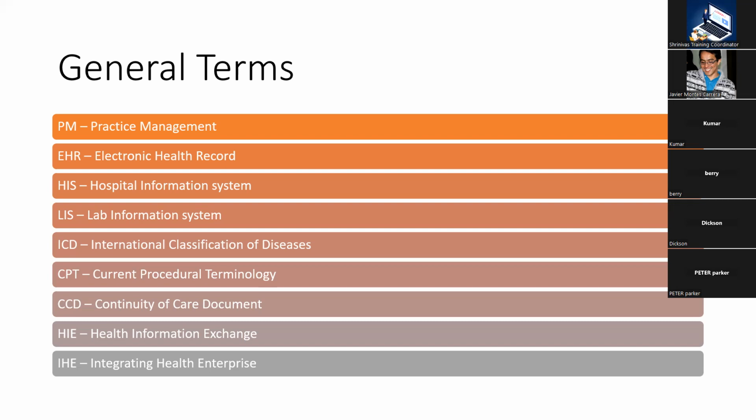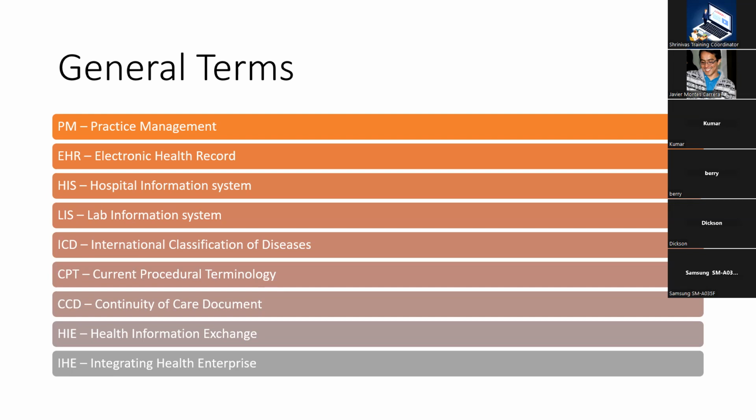And then the last three terms are specifically used in the HIE space. HIE is nothing but Health Information Exchange. Health Information Exchange is a program that is used by hospitals and organizations to maintain a central repository of patient data from all the different entities or different hospitals that are out there, right? And CCDs and IHEs are standards that are used to facilitate this data exchange between hospitals and the HIEs.